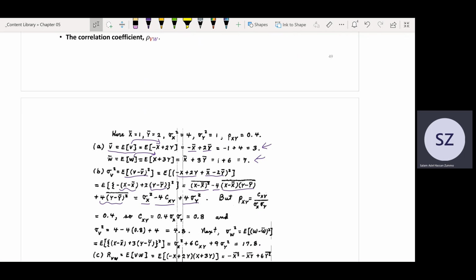Do we know? We know the correlation coefficient. So what is the relation here? The correlation coefficient equals the covariance divided by sigma X sigma Y. We want the covariance, and we have the correlation coefficient and the standard deviations. So we find the covariance between them, which is 0.4 multiplied by sigma X sigma Y, which will be 0.8. Now substituting, sigma V squared will be 4.